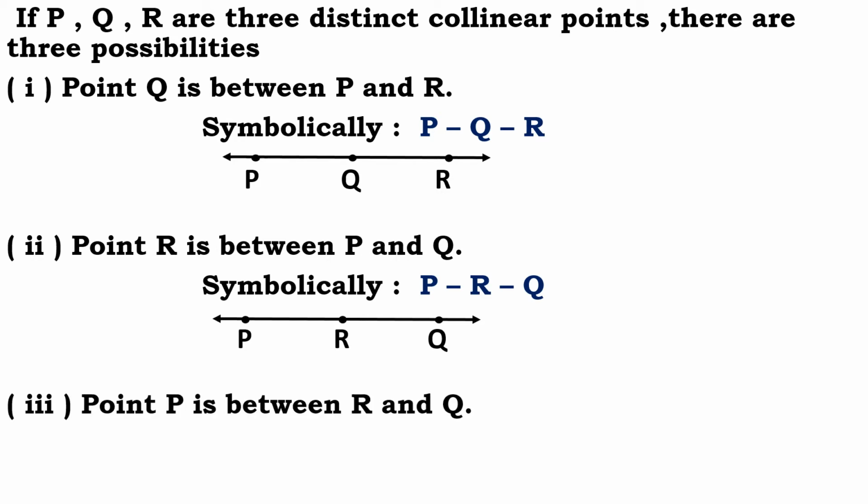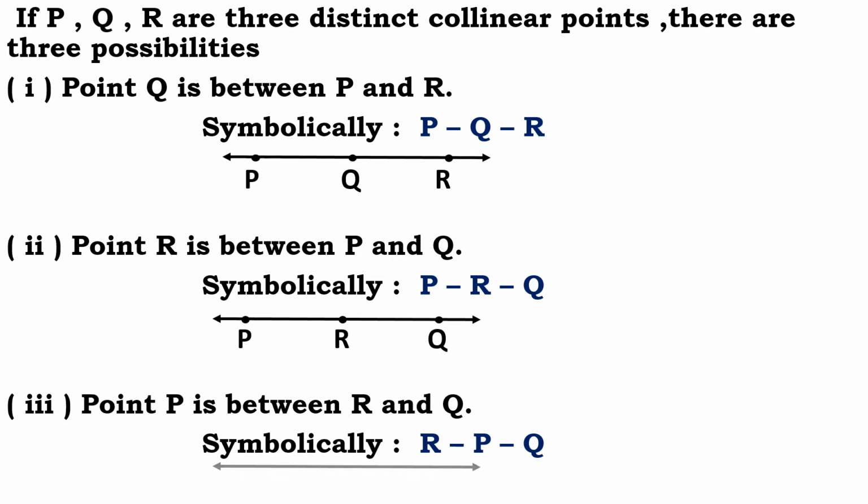Now we have here the third possibility, point P is between R and Q. Symbolically, you can write this as R dash P dash Q. R dash P dash Q means those 3 points are collinear. It means they fall on the same line, and P is between R and Q. It means here the position of point P is fixed. It is between R and Q.